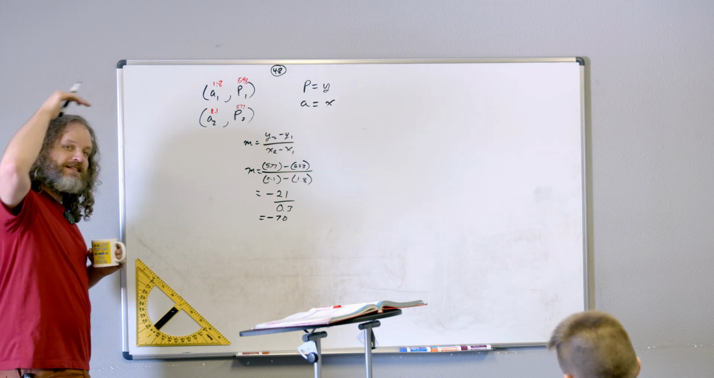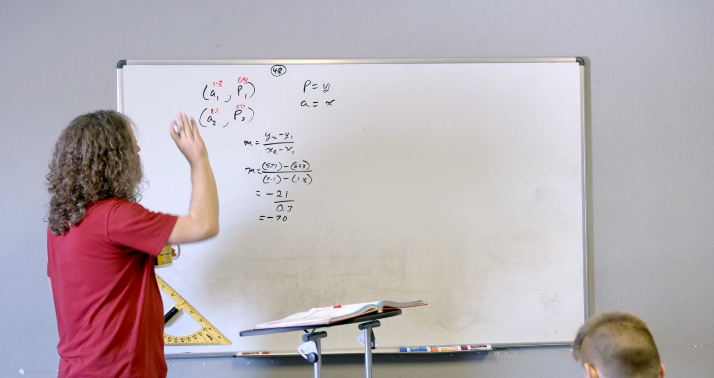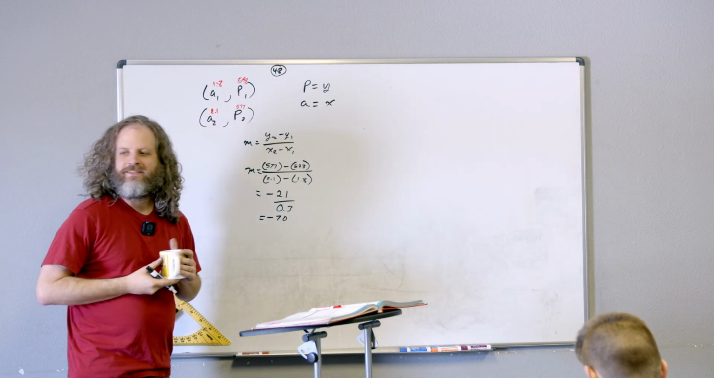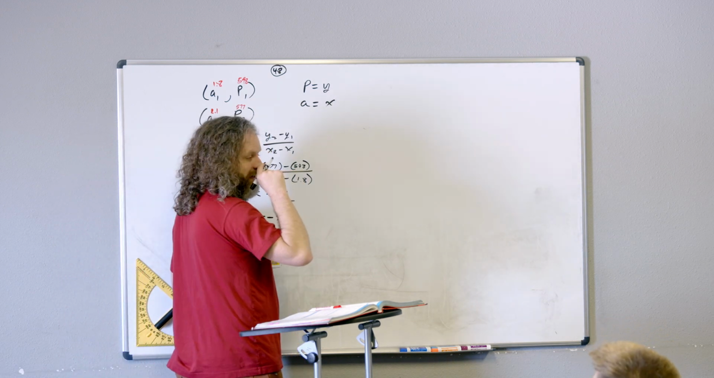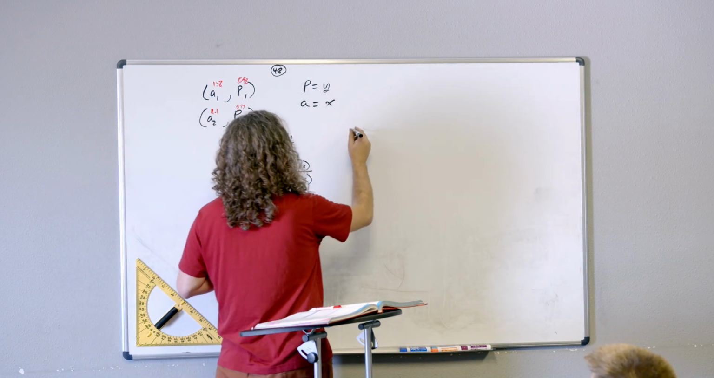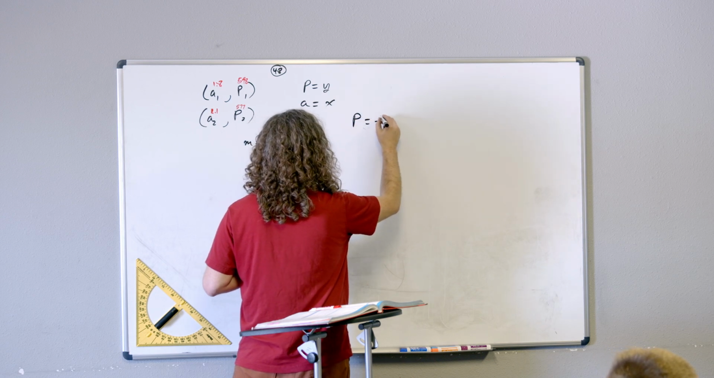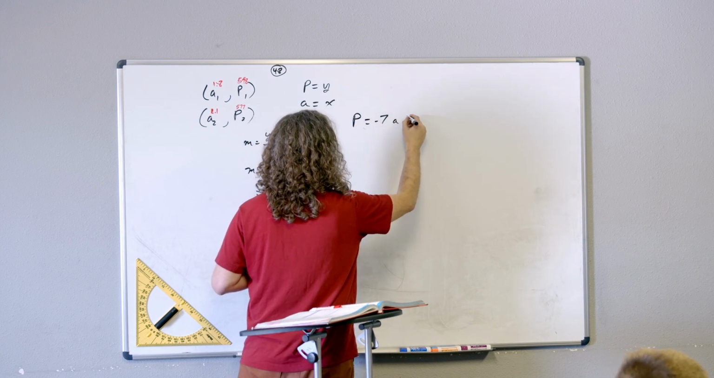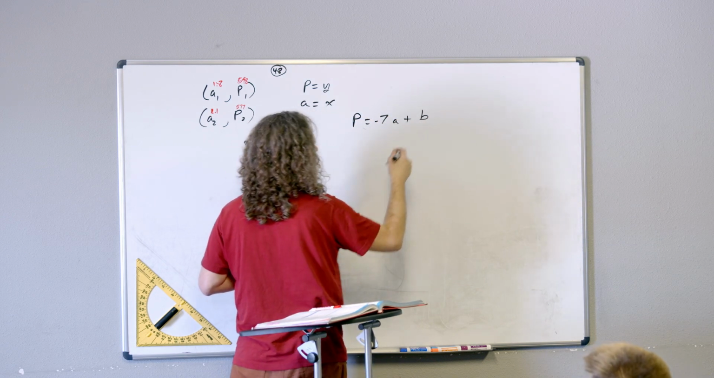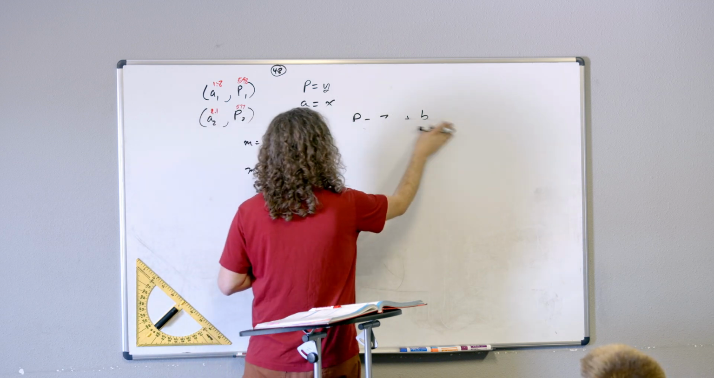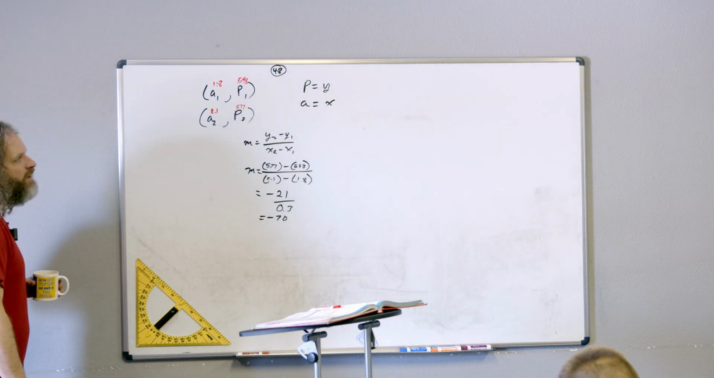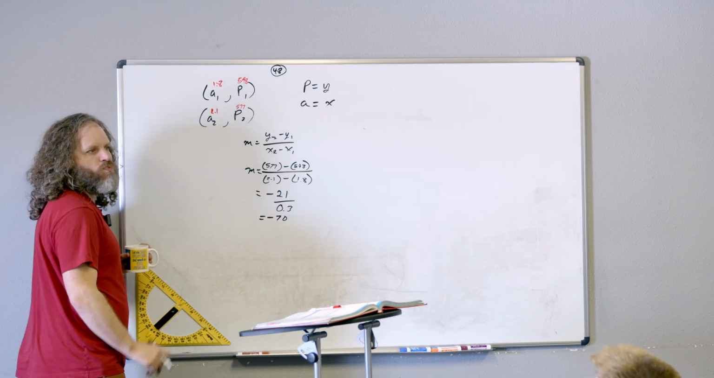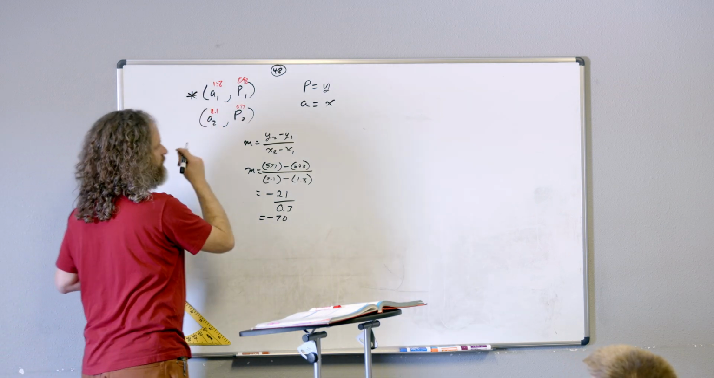So the pressure is going down as altitude goes up, right? That's correct. So the pressure equals negative 70 times altitude plus some b. We need to figure out what b is. We could also use point slope, right? Because we're given points. That's nice. Which point do we want to pick? Top one. Sounds great.